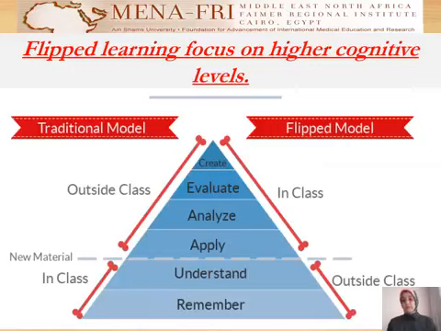While in the flipped model, students can finish the lower cognitive levels, remembering and understanding, by themselves before they come to the class through reading the learning materials. And in the class, they start to participate in higher thinking level activities through which they can apply and analyze the knowledge with the teacher's guide. So the flipped learning focuses on higher cognitive levels.